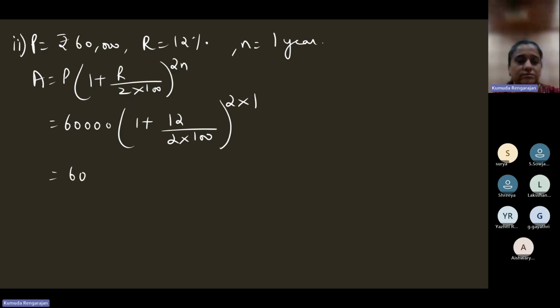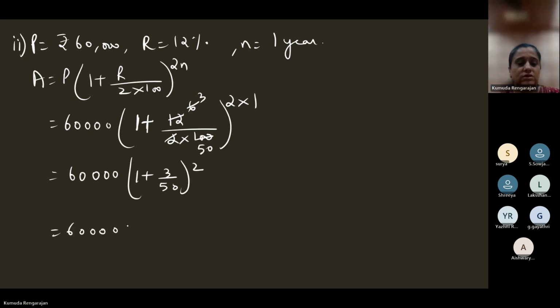So 60,000. Do not cancel these two zeros and these two zeros, children, now. Don't cancel because there's a plus here. 1 plus 12 by 2 into 100. You need to simplify this first and then cancel the zeros, not now. If you do this, you'll go wrong. 2 ones are 2, 6s are, 2 3s are 50, times. So 1 plus 3 by 50 to the power 2.